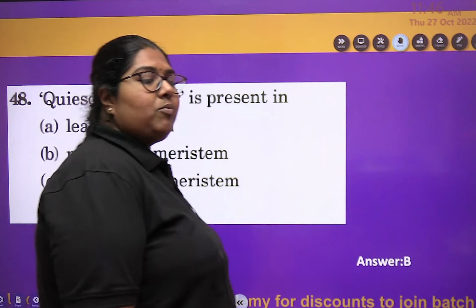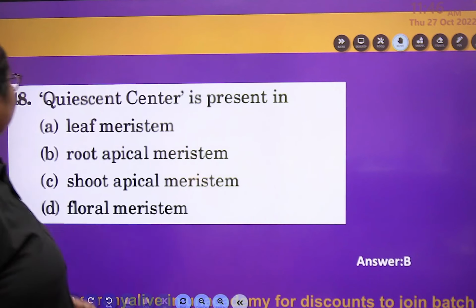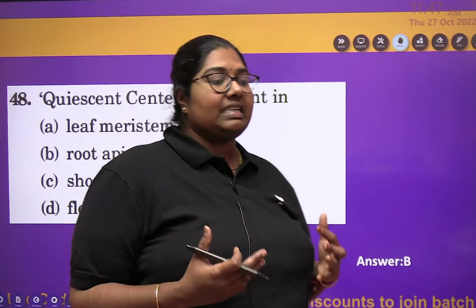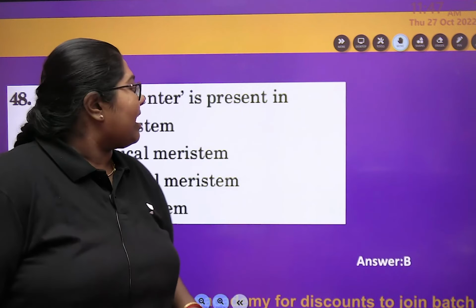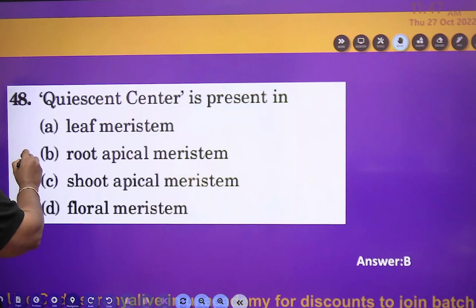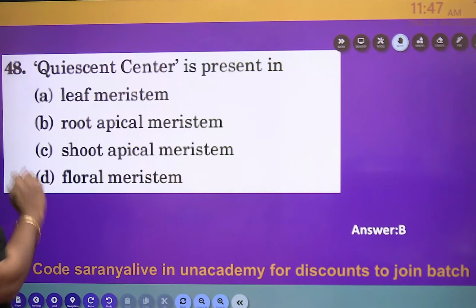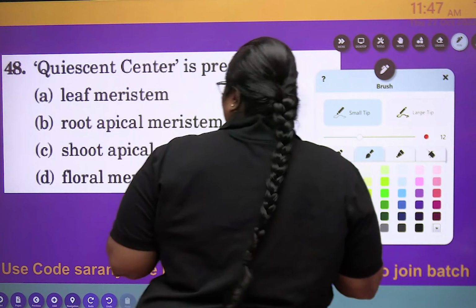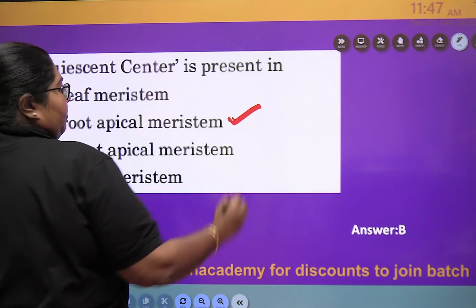Right, so we will make a move towards the next question. The next question is on the quiescent center. Where is this quiescent center present? Is it present in the leaf meristem, the root apical meristem, the shoot apical meristem, or the floral meristem? Where the quiescent center is present is the question. Actually, the quiescent center is present in the root apical meristem.